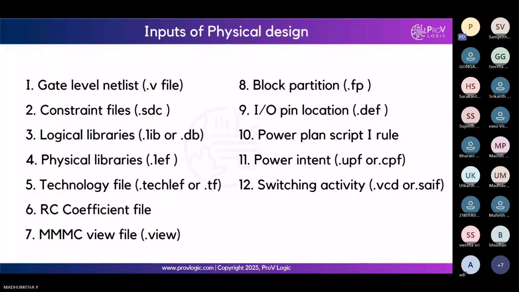Next is another file called the multi-mode multi-corner file. It is called the MMC file. So point number 6 and 7, these files are going to help us reduce the delay in our IC. How we are going to use these files and what their contents are, we'll see later. But for now, try to understand that the RC coefficient file and MMC file we will be using in our design to reduce the delay of our design.